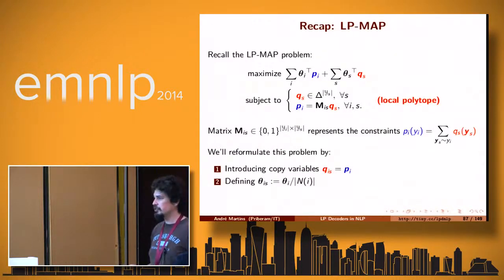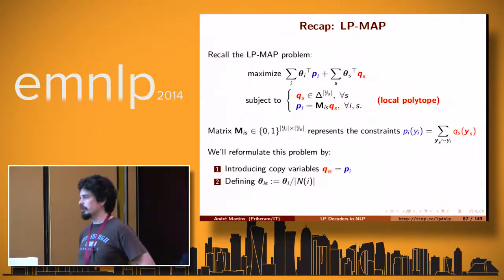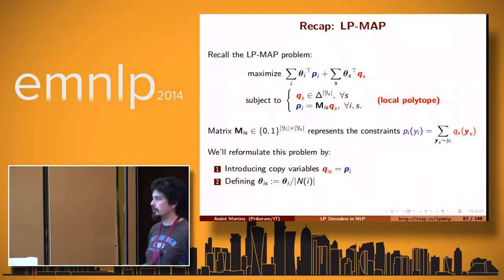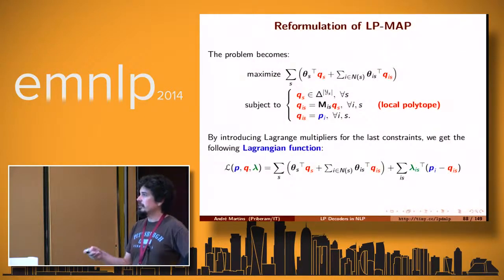And what we're doing now is to slightly reformulate this problem by first introducing copy variables, Q_iS, and also redefining the potentials. For each variable potential, or log potential in this case, we are going to spread these log potentials to the edges. So we are going to obtain a problem that looks like this afterwards. If you take this summation and this summation, we'll get back the original variable potential.